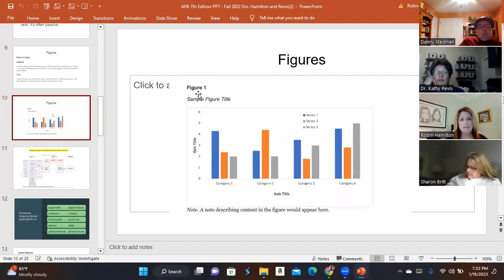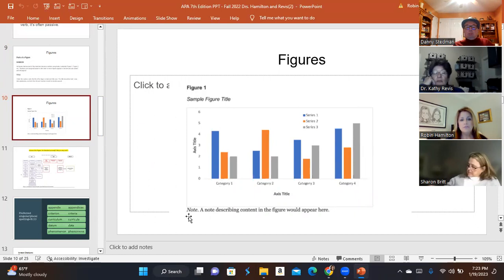So figure 1 would be left justified. It's going to be on your left margin. It's not going to be indented. It's not going to be centered, and it's going to be in bold. Figure 1. The title is not going to be in bold, and it's going to be in italics. And I have titled this one Sample Figure Title. Then you're going to have your figure.